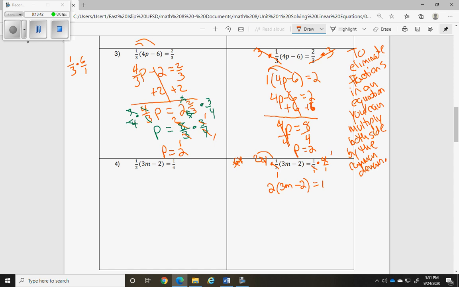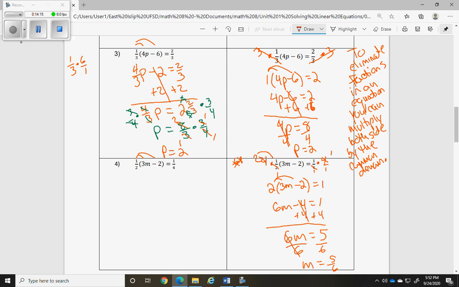Look at that equation. It's pretty simple to solve, right? Just distribute: 6m minus 4 equals 1. We can add 4. Did I make a mistake someplace? I think I'm doing okay. I just don't remember my answer turning out to be a fraction. That m equals 5/6. I'm going to do it a different way over here.